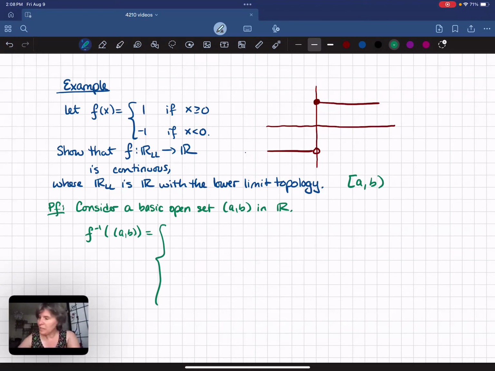So one possibility is that a and b are both above 1. Then if I take an inverse image of something that's way up here, there's no part of the graph that corresponds to that. So that is the empty set if 1 is less than or equal to a, which is less than b. The next case is, let's say that I actually go down far enough that 1 is included. Then I would have 0 to infinity if -1 is less than or equal to a, which is less than 1, which is less than b.